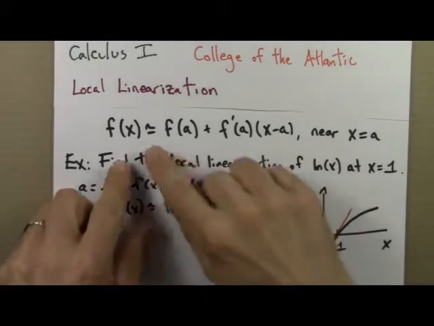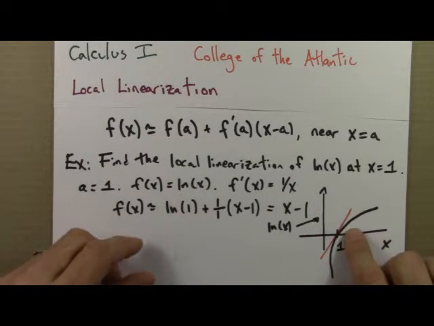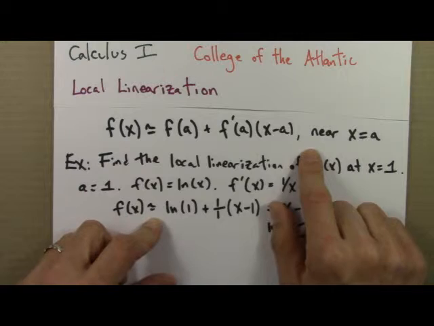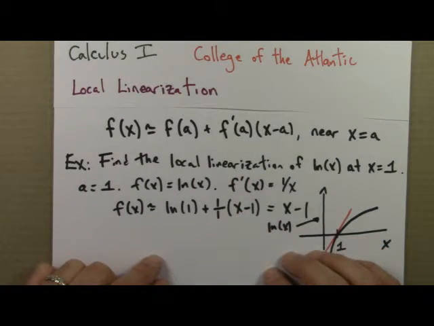So I know that local linearization seems like a sort of silly thing. Why would you want to take a nice curvy function and turn it into a line? But it does come up. It's a very useful thing in science very often. So it's definitely a good thing to know about, and hopefully this example makes it a little bit clearer.